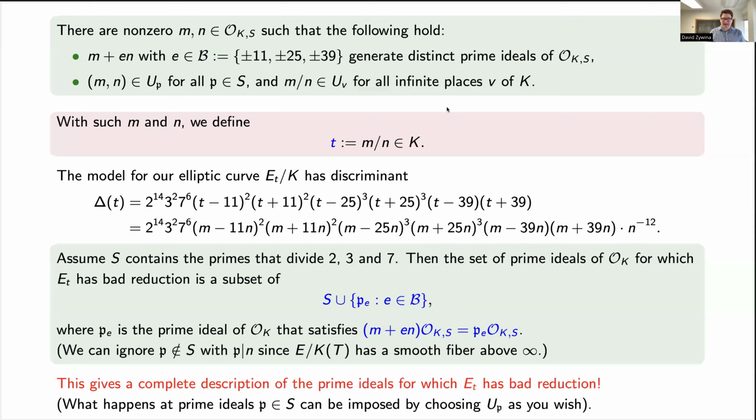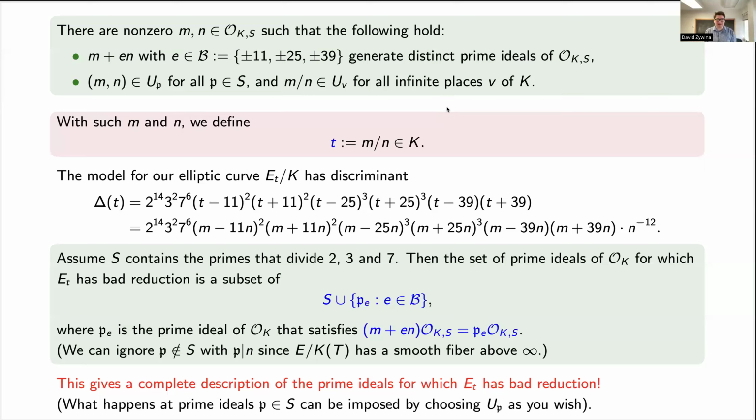where here, if you look at m plus en and the prime ideal it generates in the S integers, it will come from a prime ideal of the regular OK, the regular ring of integers. So you just look at this expression for the discriminant and see what primes divide it. And I have one comment. You might be worried about that giant power of n, I guess negative power. But it turns out if there's another prime that divides n, then this is getting closer and closer to a point at infinity where my model will have good reduction. So if a different prime divides little n, I can change my model and I'll actually have good reduction.